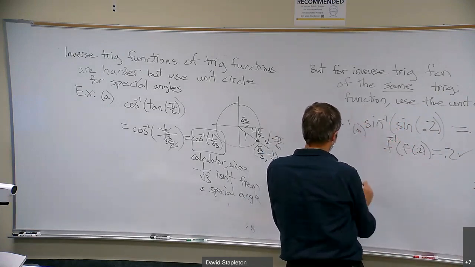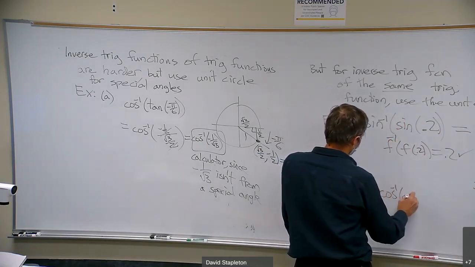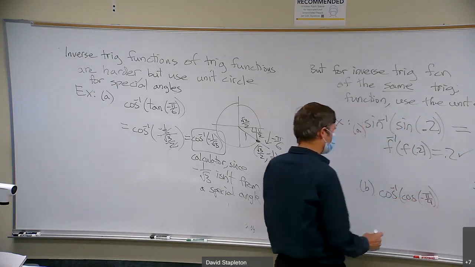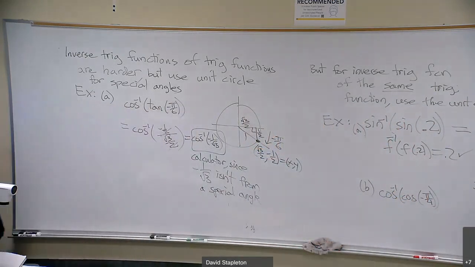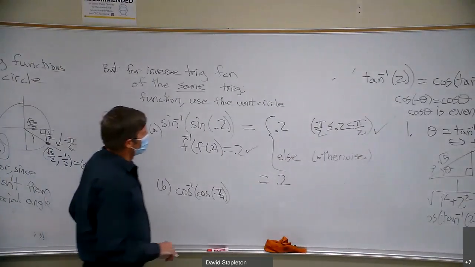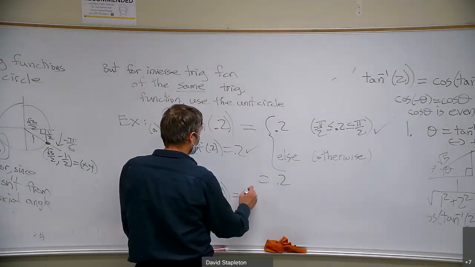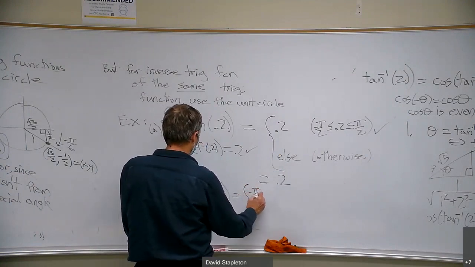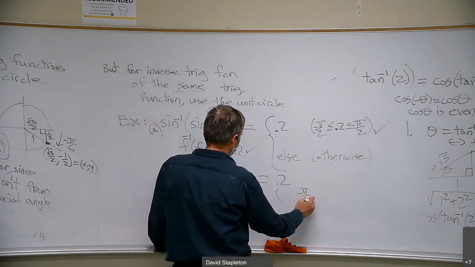So here's another one. Suppose I said, what is the inverse cosine of the cosine of minus pi over 4? How about that? Fortunately, it's a special angle. I can calculate it exactly. But nonetheless, what I'm going to get is minus pi over 4. I can just write the answer immediately, if minus pi over 4 happens to be between 0 and what?